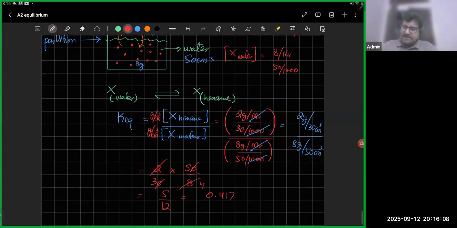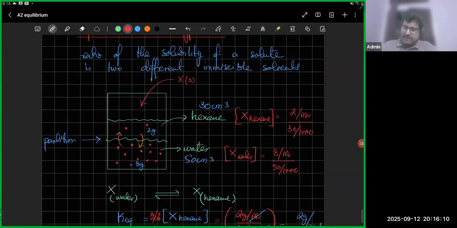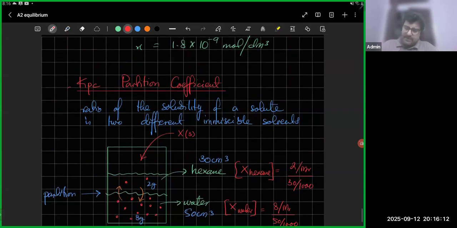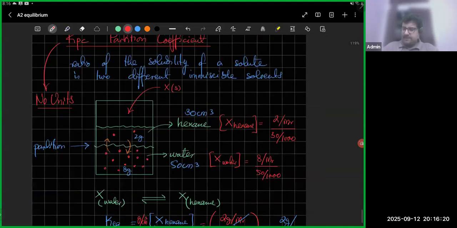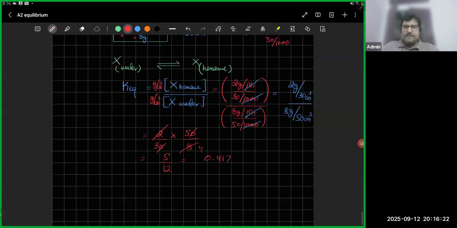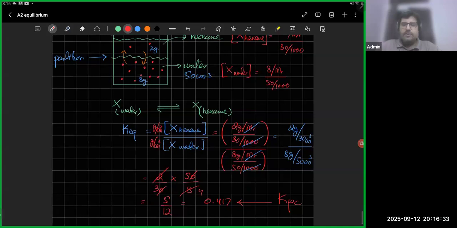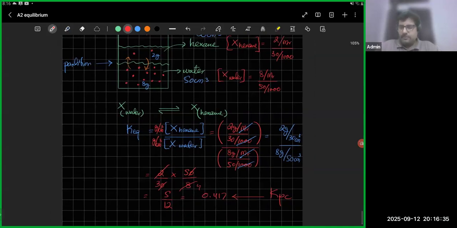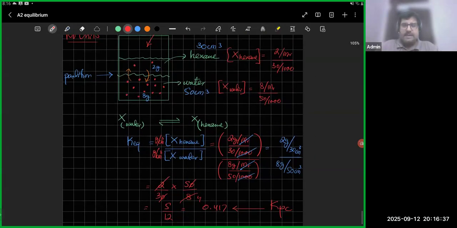Remember, KPC has no units. कि ऊपर नीचे ना सब कुछ cancel out हो जाएगा. So KPC, every time, is not going to have any units. Okay. So 0.417, that's it. That's what your KPC is. I said that's what your KPC is. So that's what our KPC is.